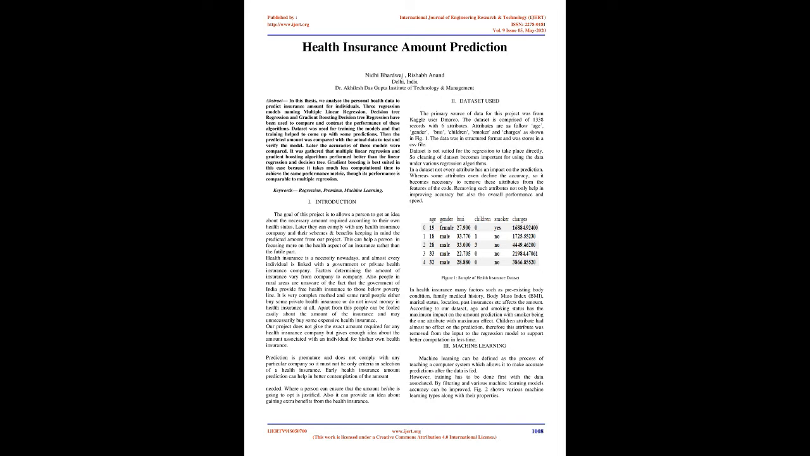2. Dataset used. The primary source of data for this project was from Kaggle user DeMarco. The dataset is comprised of 1,338 records with 6 attributes. Attributes are as follows: age, gender, BMI, children, smoker, and charges, as shown in Fig 1. The data was in structured format and was stored in a CSV file.